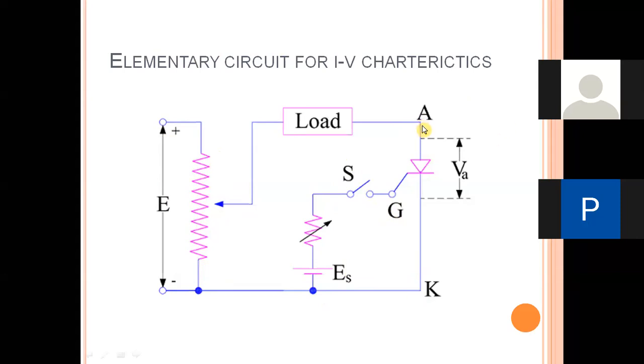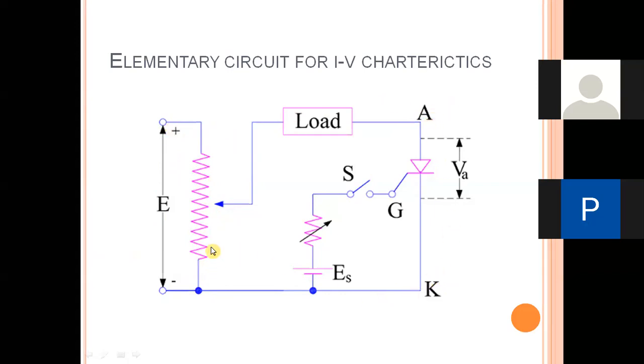So in the forward direction, positive is connected to the anode and negative is connected to the cathode, isn't it? In the reverse direction, positive is connected to the cathode and negative is connected to the anode. In both cases, we are going to vary the voltage across the terminals by using this potentiometer, this variable resistor. So initially 0 voltage is going to be applied across the anode and the cathode.